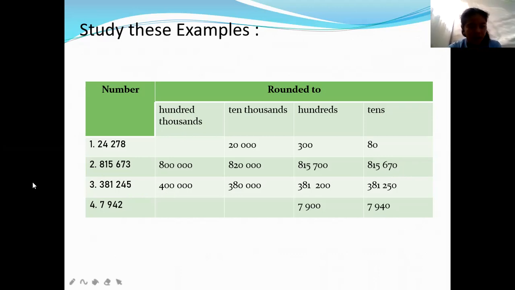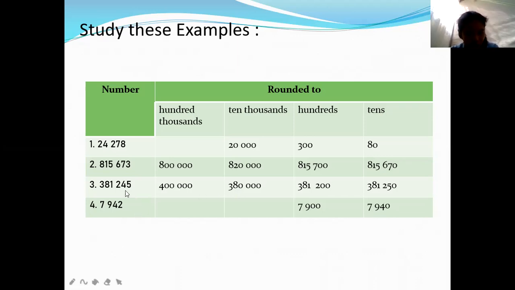381,245. So our 100,000 place is 3. So what number is next to 3? We have 8. So that's why we are going to add 1. So 3 plus 1, it's 4. Then since wala siya number sa iyang left, so just 4. And make the numbers in its right become 0. So that's why it is 400,000.